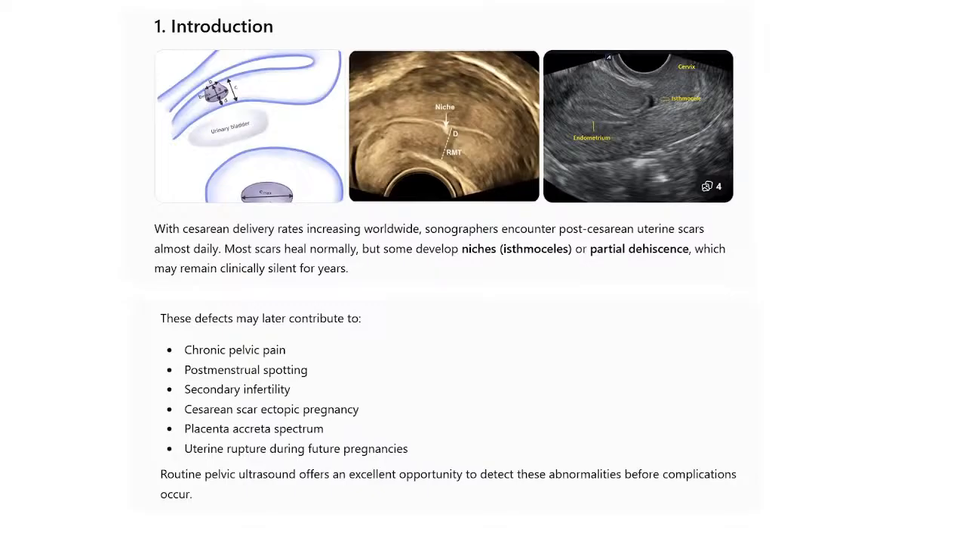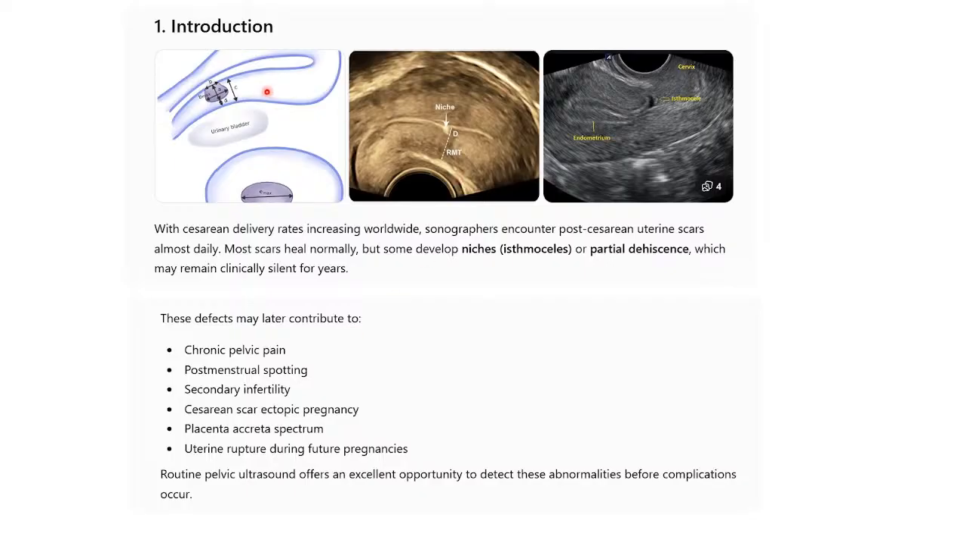So now, introduction. With the cesarean delivery rates increasing worldwide, sonographers encounter post-cesarean uterine scars almost daily. Most scars heal normally, but some develop niches, which are called isthmoceles, or partial dehiscence, which may remain clinically silent for years.